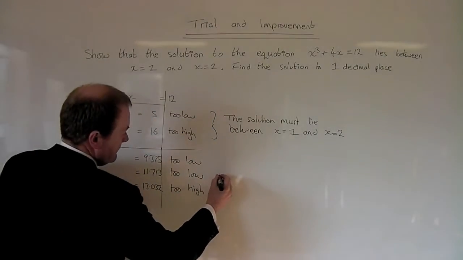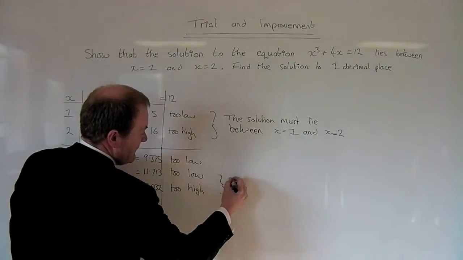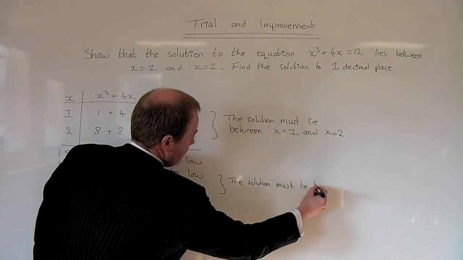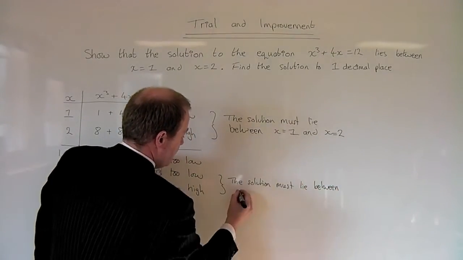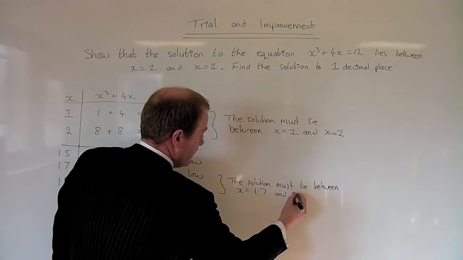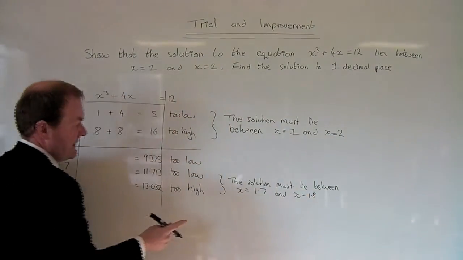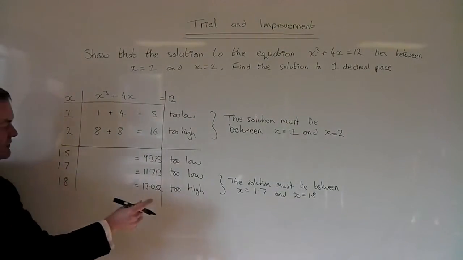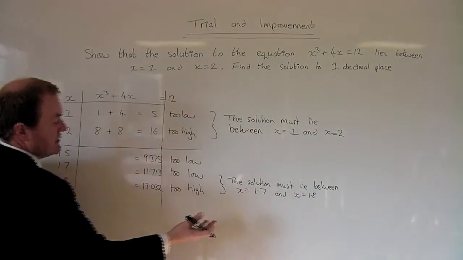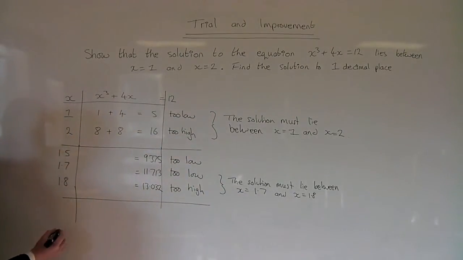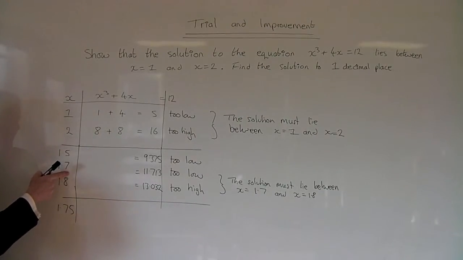So I can highlight the fact that the solution must lie between x equals 1.7 and x equals 1.8. The last thing to decide is whether the answer is nearer to 1.7 or nearer to 1.8, because my answer is going to be either 1.7 or 1.8, and I'm not sure which yet. So I've got to go in between these two values. I'll rule off again just so I can see my working out. And I'm going to go 1.75, halfway between these two values.